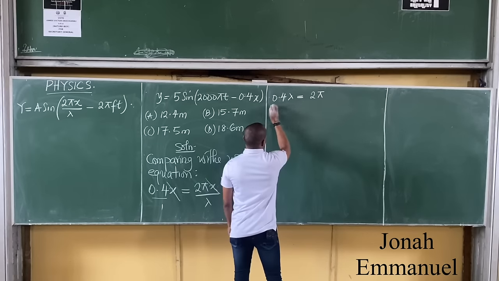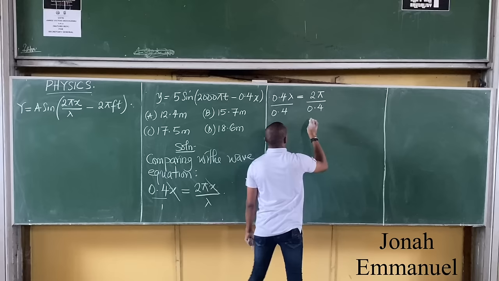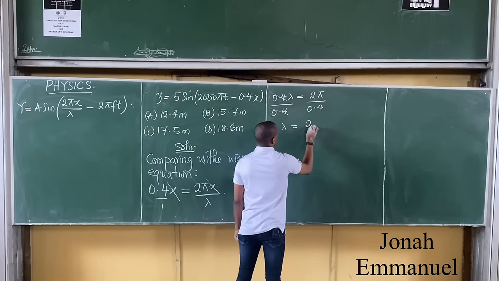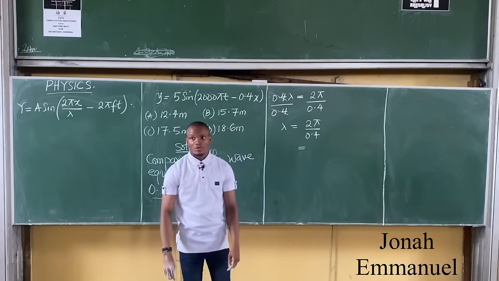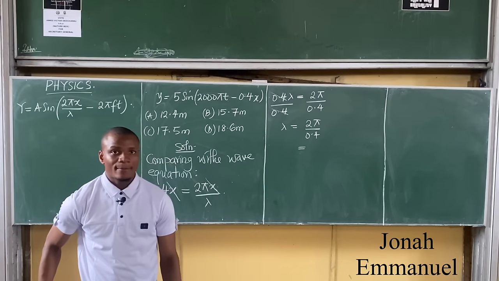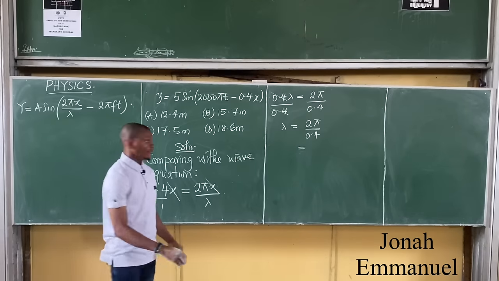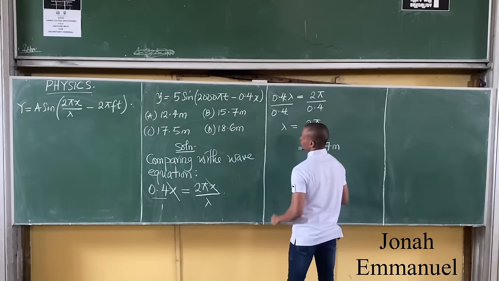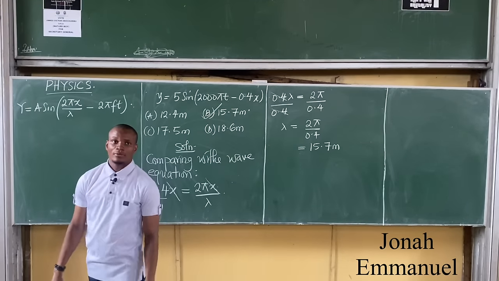To get lambda there, divide by what? 0.4. This will cancel this. So lambda is now equal to 2 pi all over 0.4. Give me your answer. What do you get? 15.7 meters. Which option? Option B. Any question?